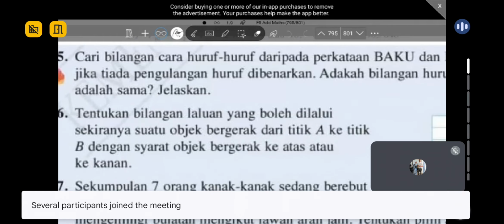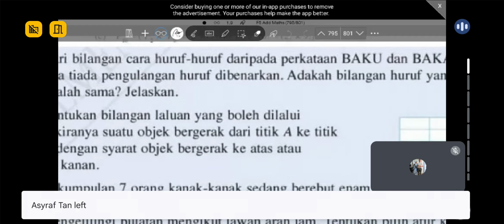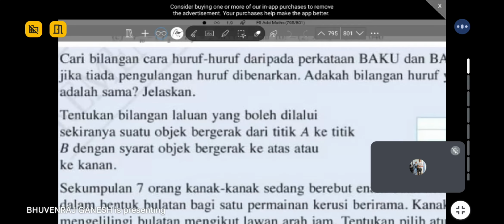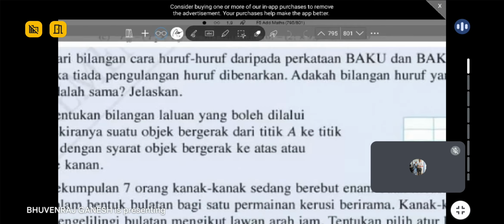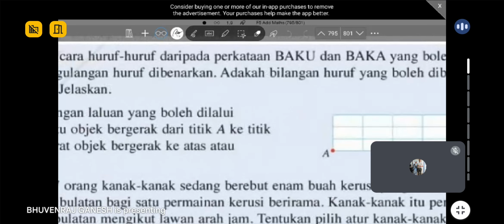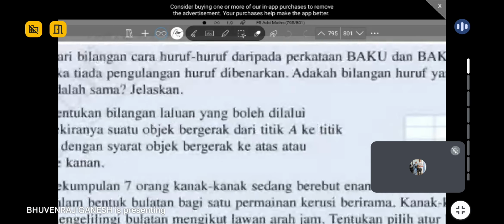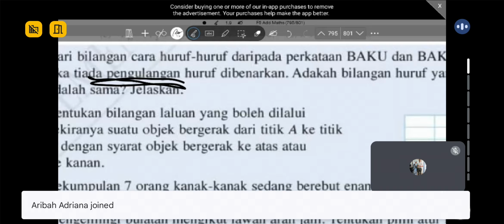Soalan 5. Okay, so the question I help for those in English. Yang ambil DLP, I'll help to translate. So basically, the question is to find the number of ways the letters from Baku and Baka can be arranged if there is no repetition. Okay, this one is a keyword, guys. No repetition. Tiada pengulangan. Okay, so this is keyword.